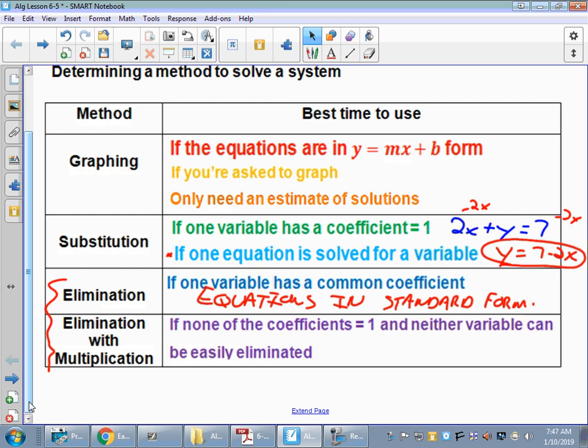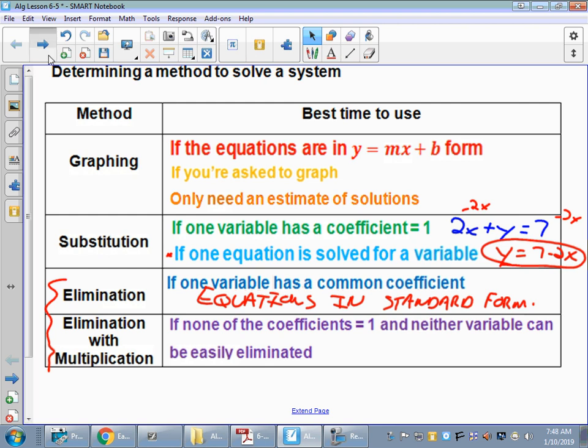And I like that one. Once you figure that one out, you can kind of always use it if they're in standard form again. But that one is just something to think about. If none of the other ones work really easily, then you can always use elimination with multiplication.